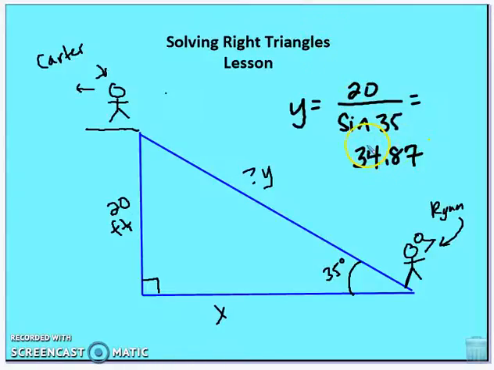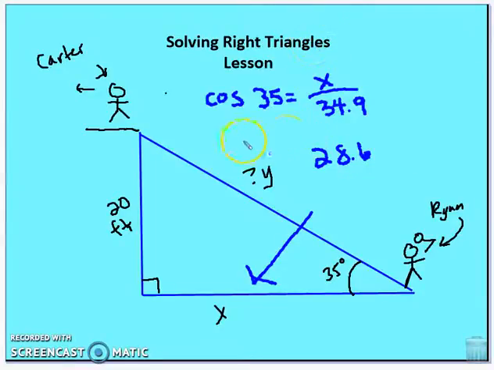And now I'm going to use this value, and I don't have to because I can use tangent, but I'm going to use the value of 34.9 to solve for the value for x. All right, so I'm going to say the cosine of 35 degrees is equal to x over the value that we just discovered, 34.9. And then solving for x, 34.9 times cosine 35 leaves me with a value of 38.6 feet as the value for the horizontal distance from Ryan to Carter.